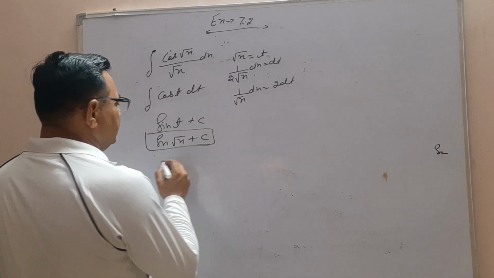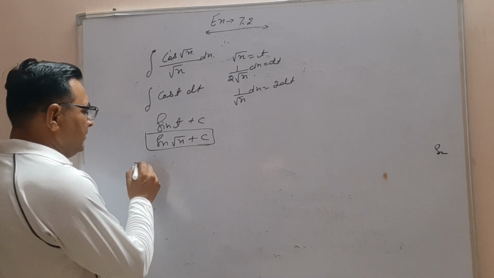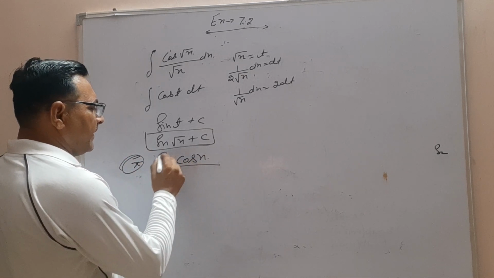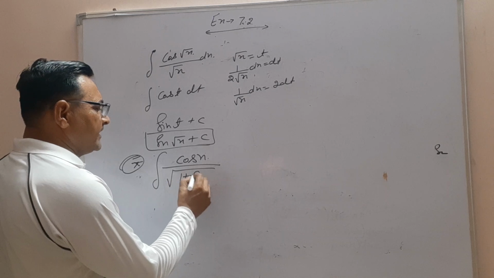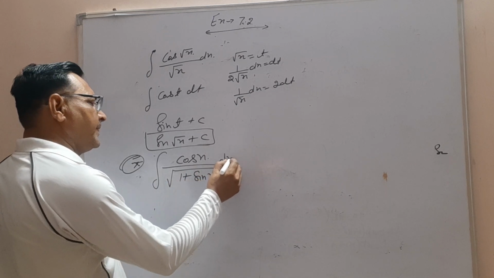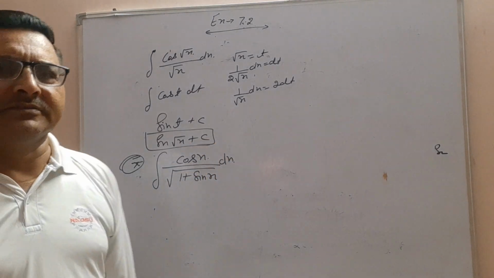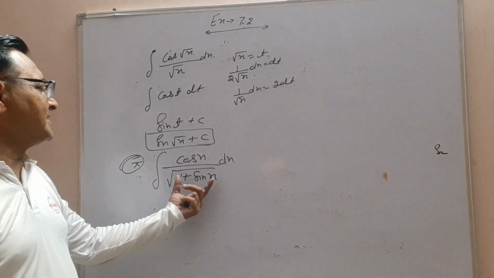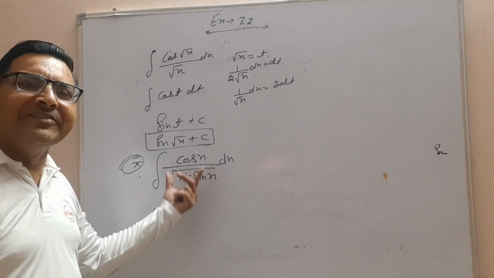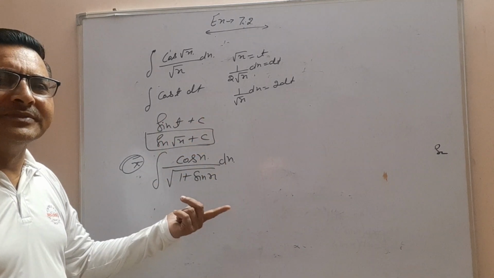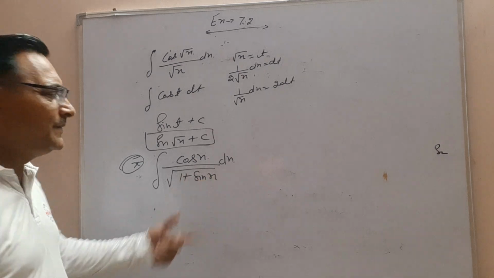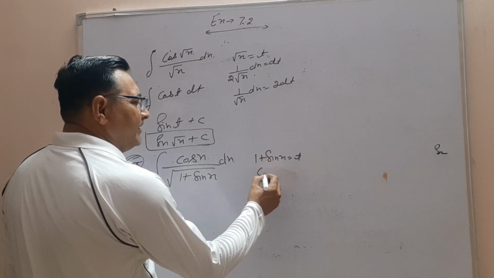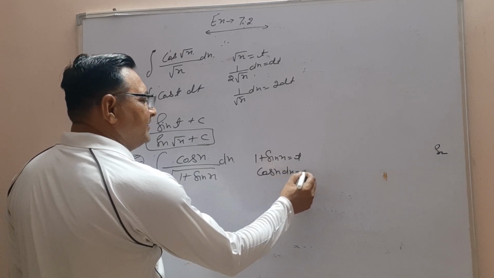Now there is a question. Next question is cos x upon root 1 plus sin x into dx. How will you do this type of question? It's a very easy question. Because the derivative of 1 plus sin x is cos x, you can put this value as t. 1 plus sin x is equal to t. It will be cos x dx is equal to dt.